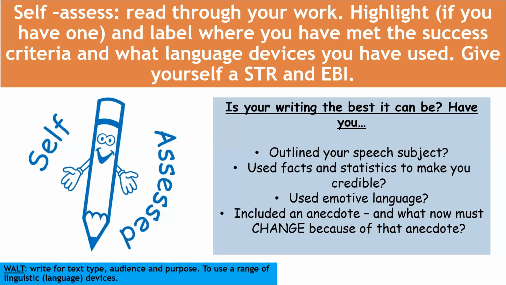That was a whistle-stop tour of writing, Year 10, but you should now be at the point where you have your draft of paragraph 2 and paragraph 3. Please make sure you read through your work, label where you've met the success criteria. You should be able to identify in your paragraphs that you've outlined your speech subject. This will be in your paragraph 2.